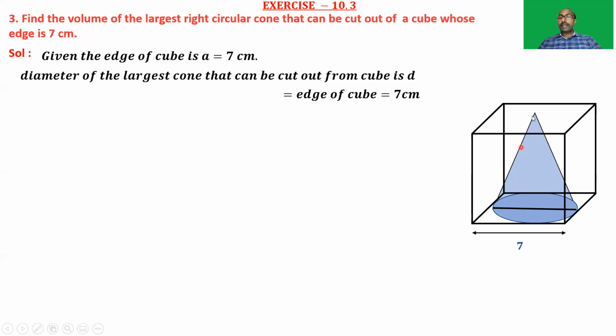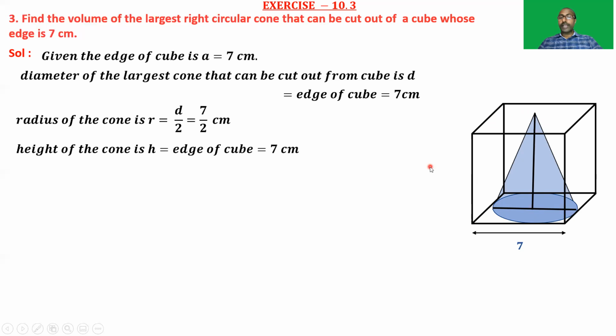So the radius of this cone is 7 by 2 centimeters. And the height of this cone is equal to the height of the cube. The height of the cube is nothing but the side of the cube. So the height of the cone is h is equal to the edge of the cube, which is equal to 7 centimeter.